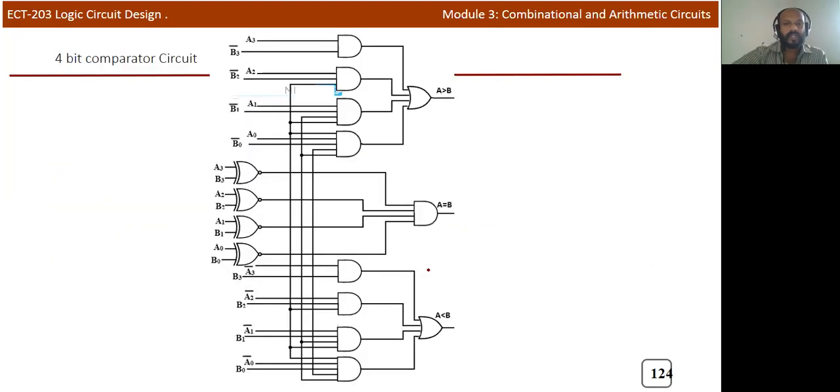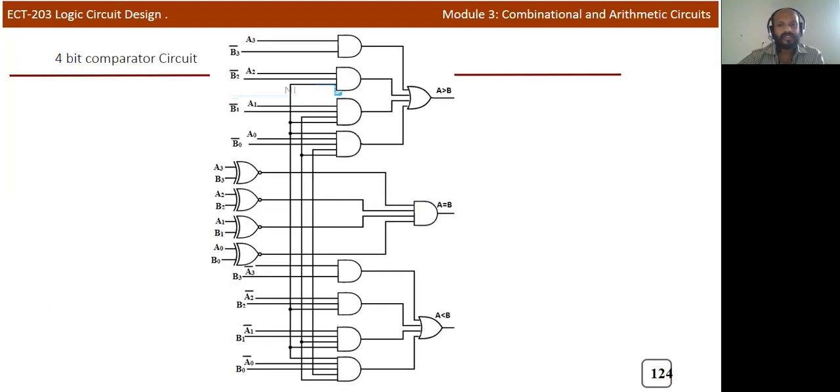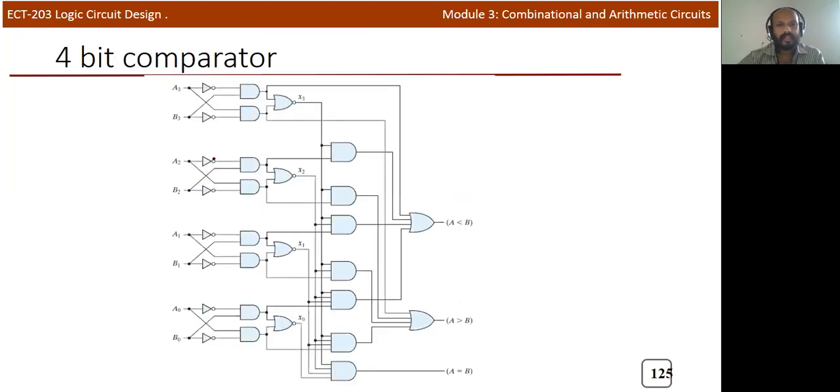Now we can draw the circuit diagram directly by writing the equations, looking at the previous diagram of the G, L and E functions. So this is the G function, this is the E function and this is the L function. The XNOR gate is connected directly here, but some textbooks write another form, which we already explained in the 2-bit case. Here you get A3 bar and B3, and in the lower portion you get A3 and B3 bar.